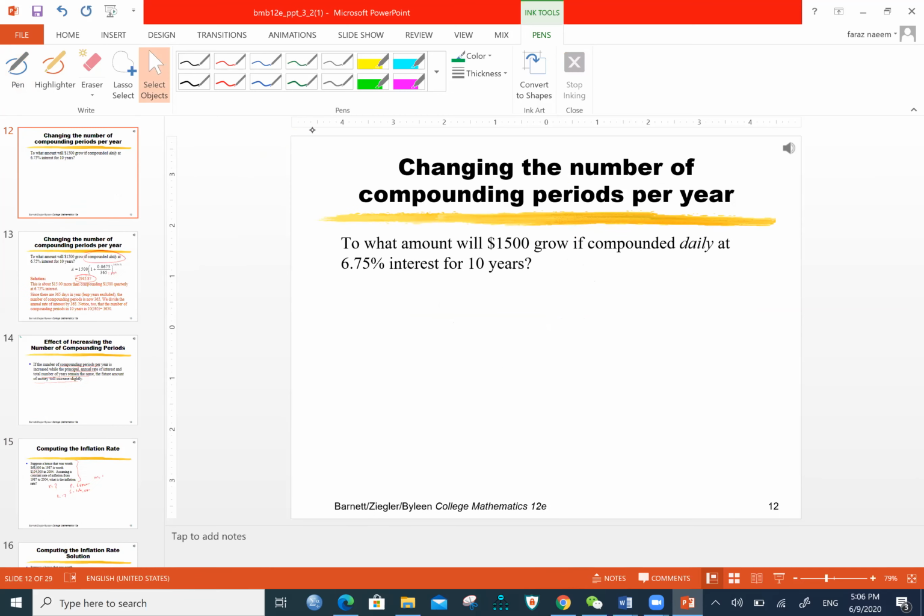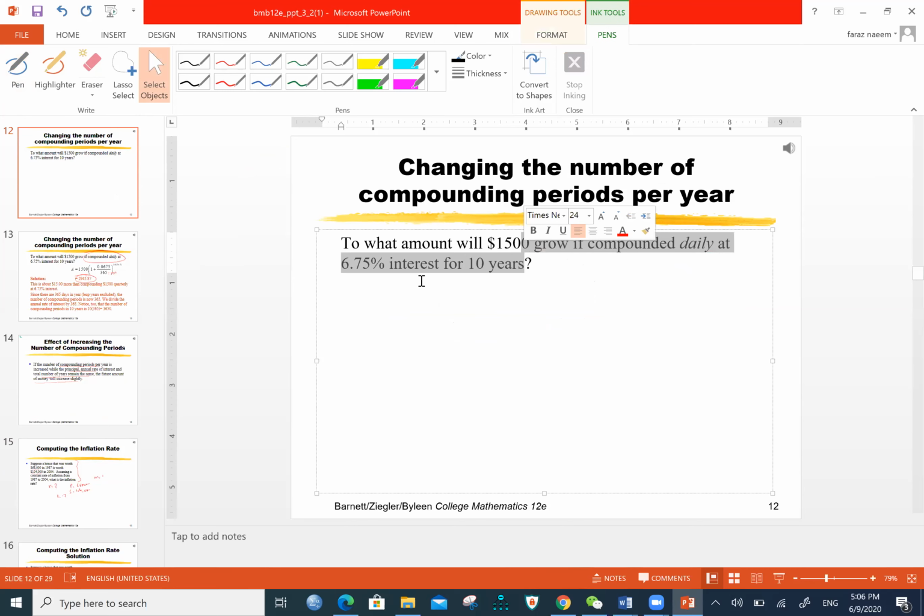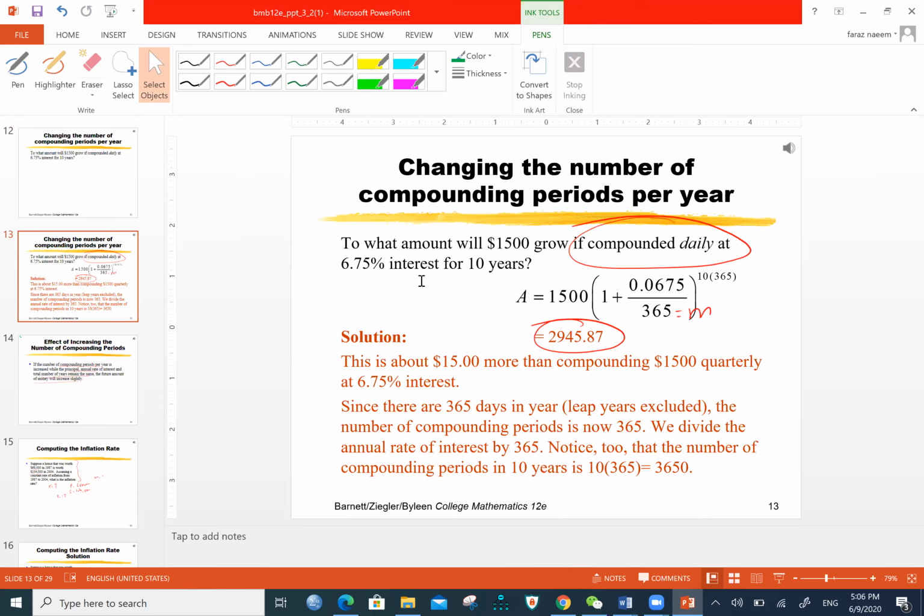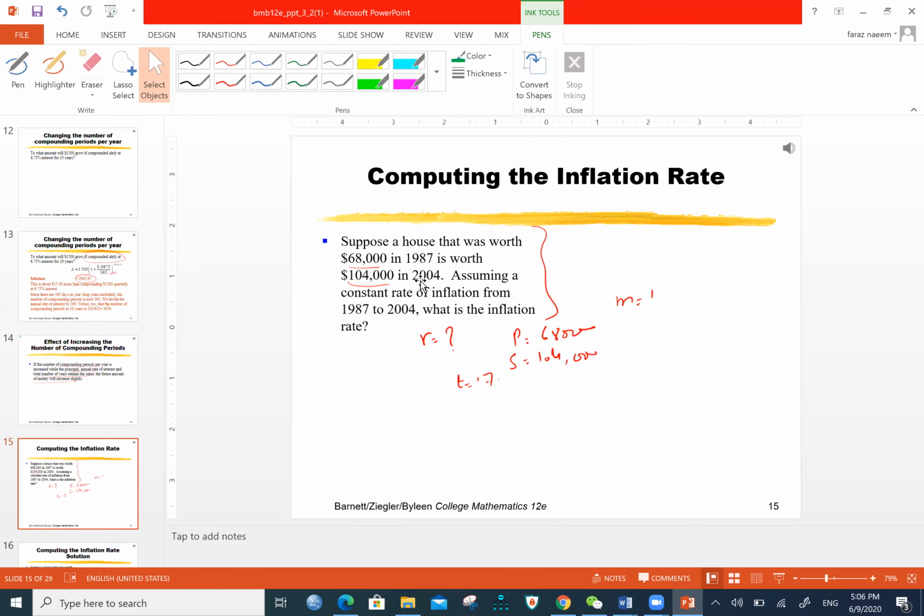Like here, you can see that to what amount will $1,500 grow, we have already solved this. Here you can see that suppose a house that was worth $68,000 in 1987 is worth this much in 2004. Assuming a constant rate of inflation from this to this, what is the inflation rate? We need to find R.